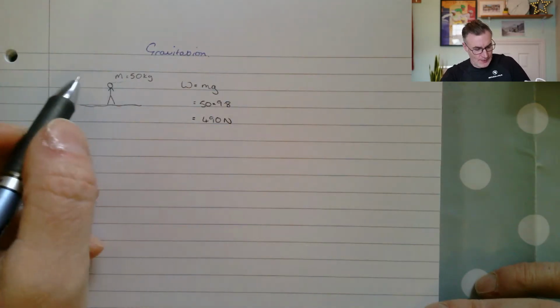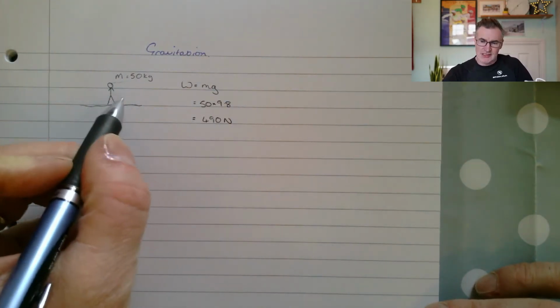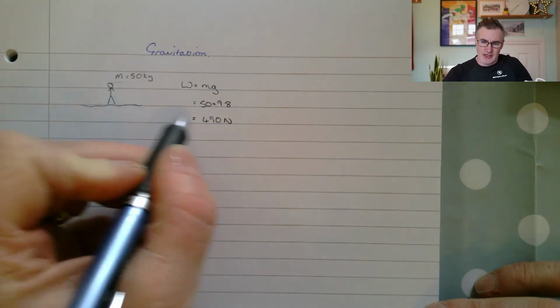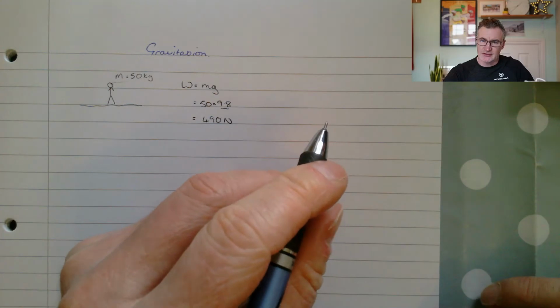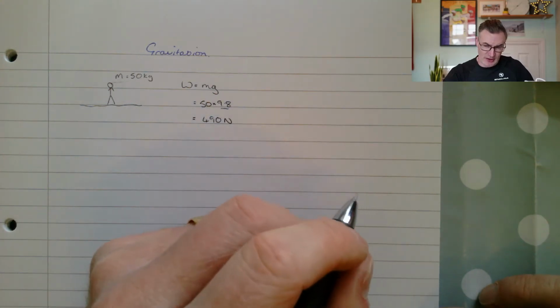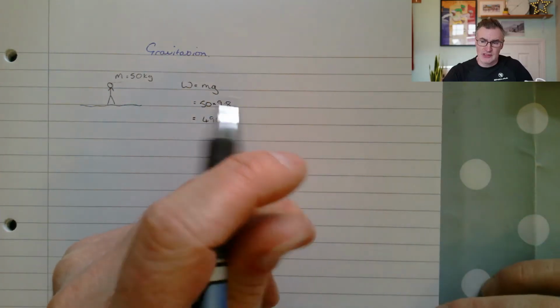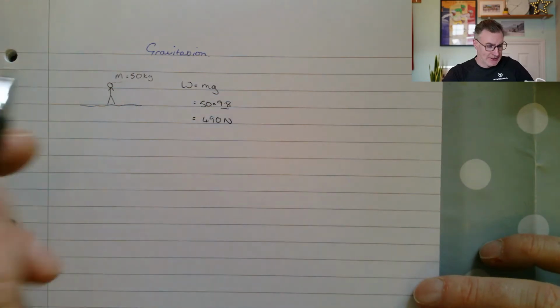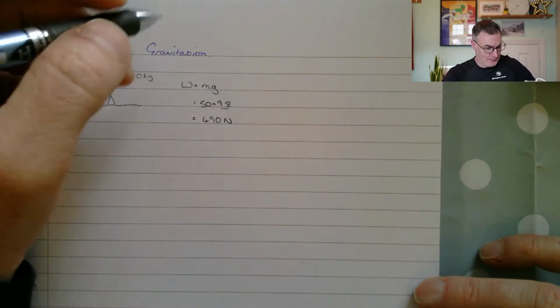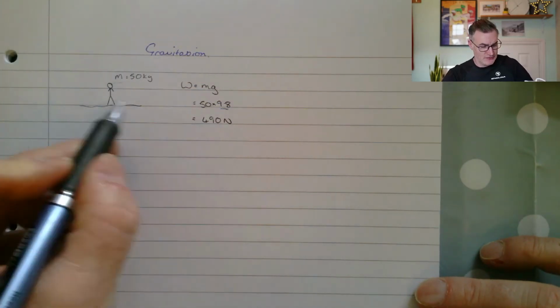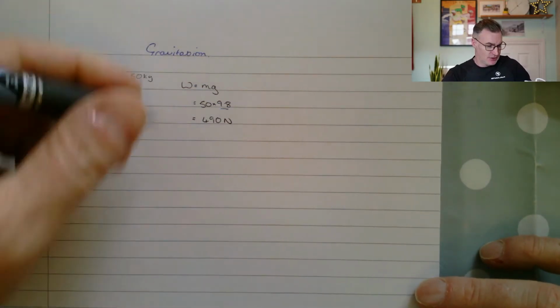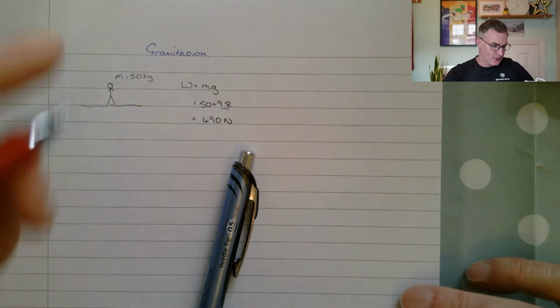And so what this tells us is that standing on the surface of the Earth, where we have what we would call a gravitational field strength of 9.8 newtons per kilogram, or we could also use 9.8 meters per second squared, you would apply a force of 490 newtons, and that force would be acting downwards.